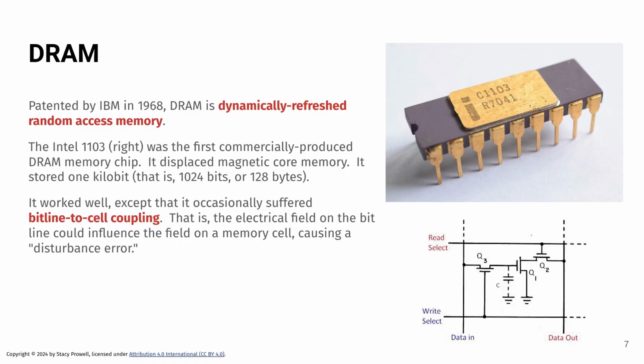This worked well, except that occasionally it suffered something we'll call bit line to cell coupling. On the silicon itself, as you know, when there's a conductor and when charge is moving through a conductor, you get a field around that conductor. So if charge is moving down a conductor, you can take your right hand and point your thumb in the direction charge is moving and curl your fingers, and you get a field that curls in that direction according to the right hand rule.